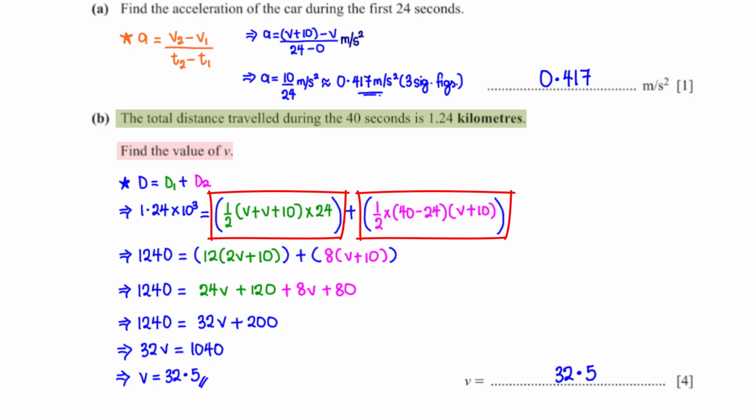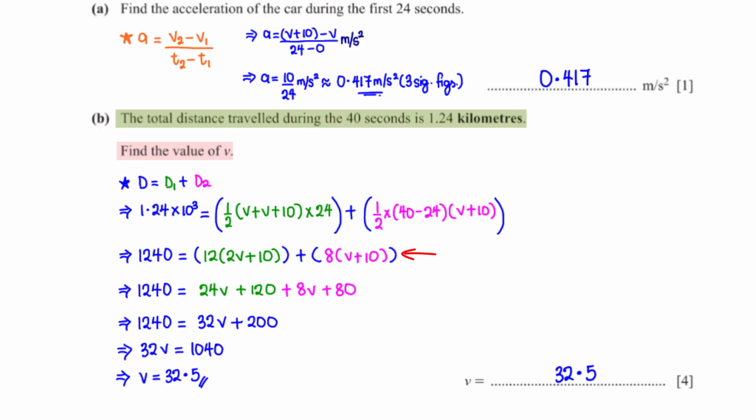D is the total distance traveled, and that has been given as 1.24 kilometers. We need to convert this to meters since D1 and D2 are in meters. So we multiply 1.24 by 1000 to convert it to meters. When we simplify the terms in the bracket, this is what we get.